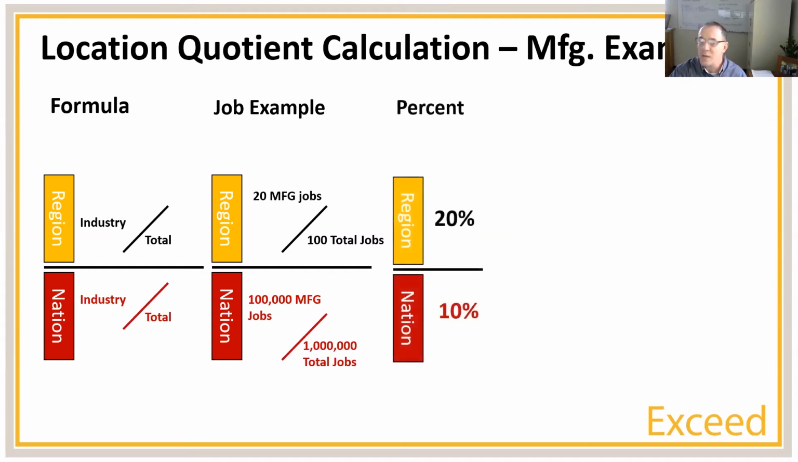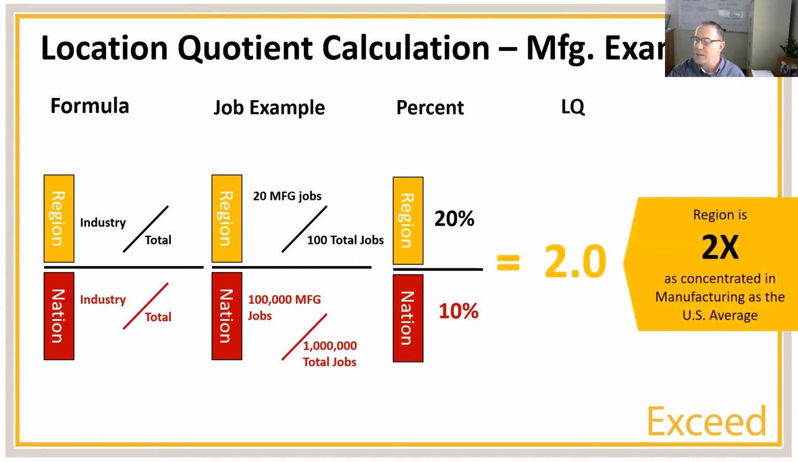So in the region, 20% of the jobs are in manufacturing. In the nation, 10% of the jobs are in manufacturing. Simply dividing 20 by 10 gets you 2, a location quotient of 2. And that means that region is 2 times as concentrated in manufacturing employment as the US average. So that's just a quick look at the math.